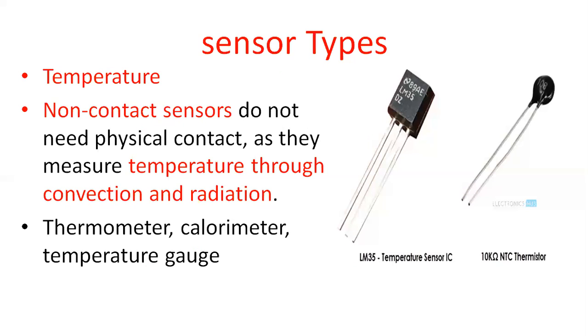Non-contact sensors measure the temperature by using convection and radiation, that means no need of contact, and you are measuring the temperature information without contact. Thermometer is one type of sensor. A calorimeter and a temperature gauge are other examples of sensors. Most probably you know the thermometer; in the thermometer you can identify this type of sensor, used for measuring the temperature of a human.